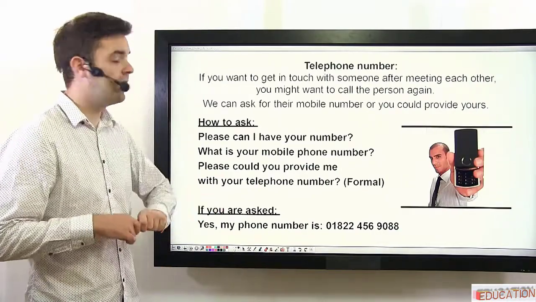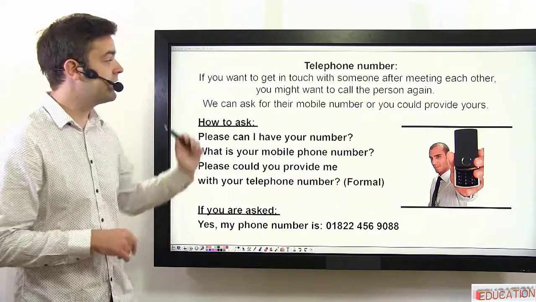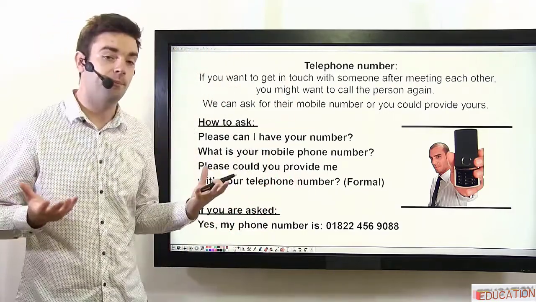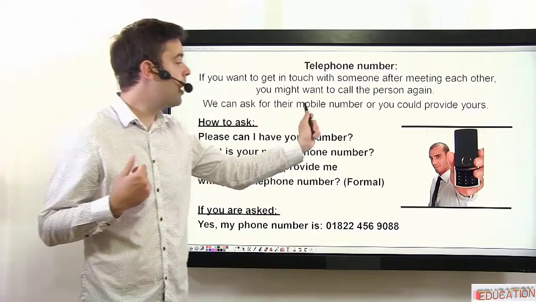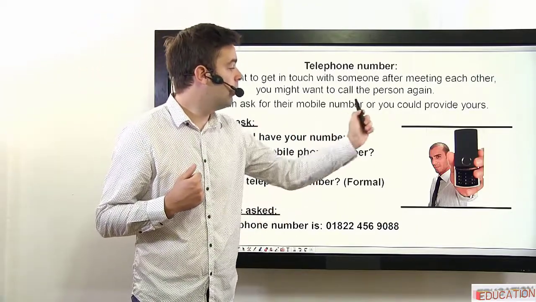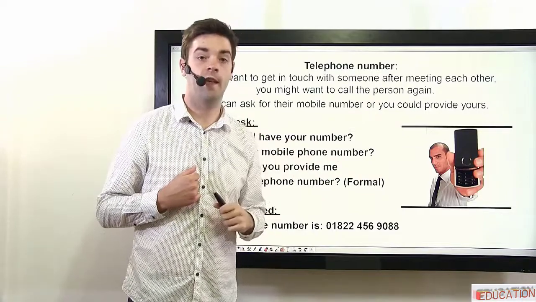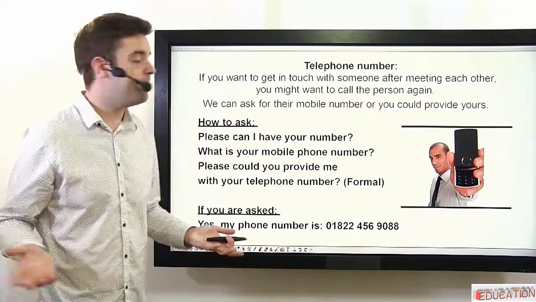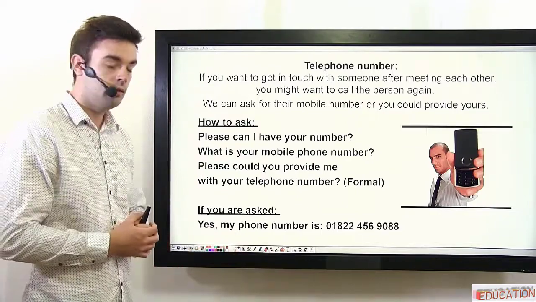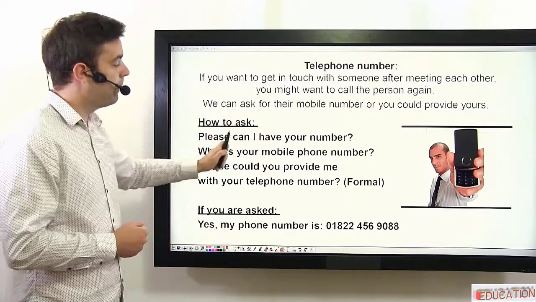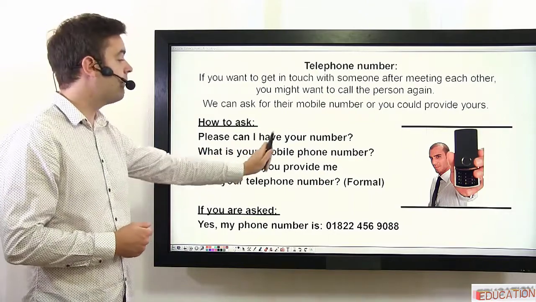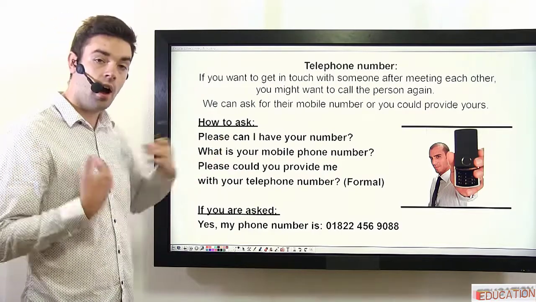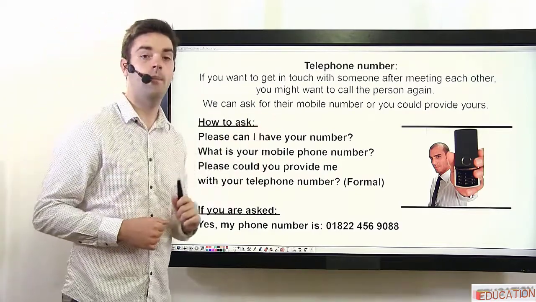So, telephone numbers. If you want to get in touch with someone after meeting each other, you might want to call the person again. We ask for their mobile number, or you could provide them with yours. So how do we ask for a phone number? Please, can I have your number?